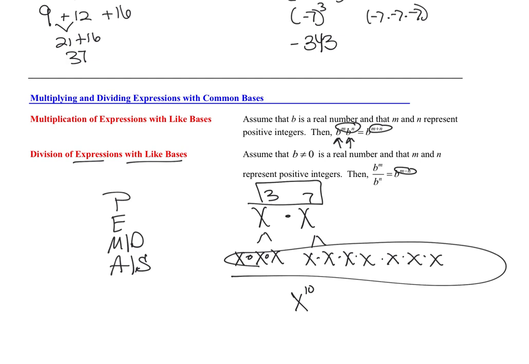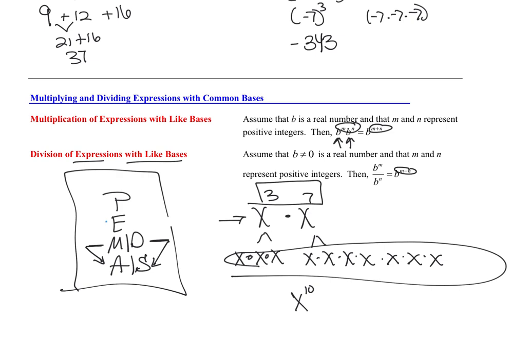And with this little trick with the order of operations, if you are dealing with like bases and they are being multiplied, you're going to step down and add the exponents. If you're dealing with like bases and they're being divided, you will step down and subtract. And I'll show you in a minute too, if you have an exponent raised to an exponent, you'll step down and multiply.